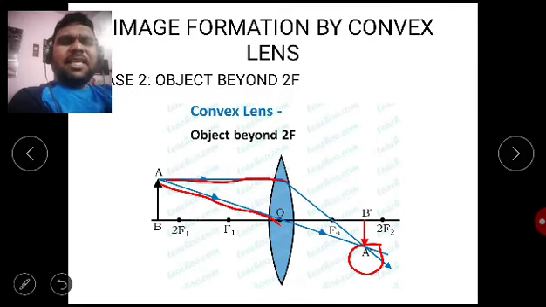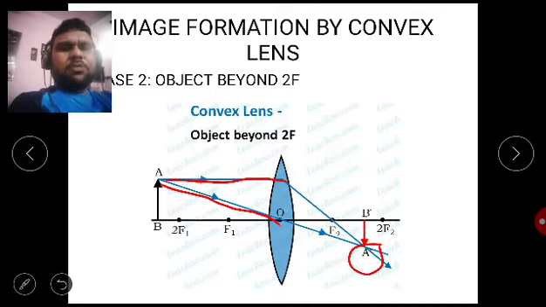So we can see here a real and inverted image is formed. And we can also see, when we make this ray diagram, the size of the image is smaller than the original object, when object is beyond 2f. Okay, so this is the case.